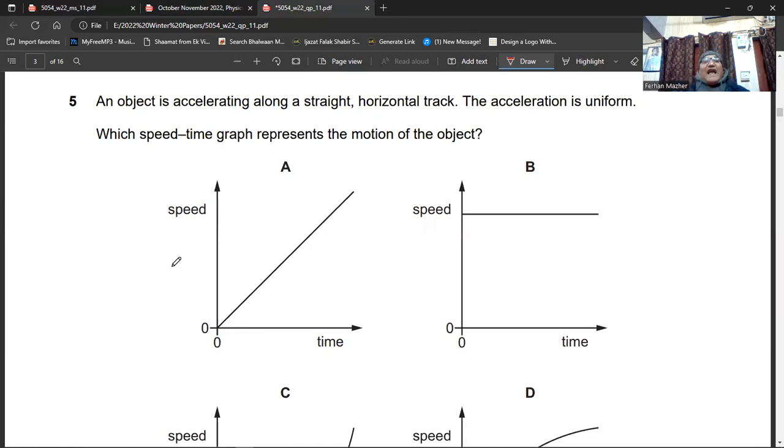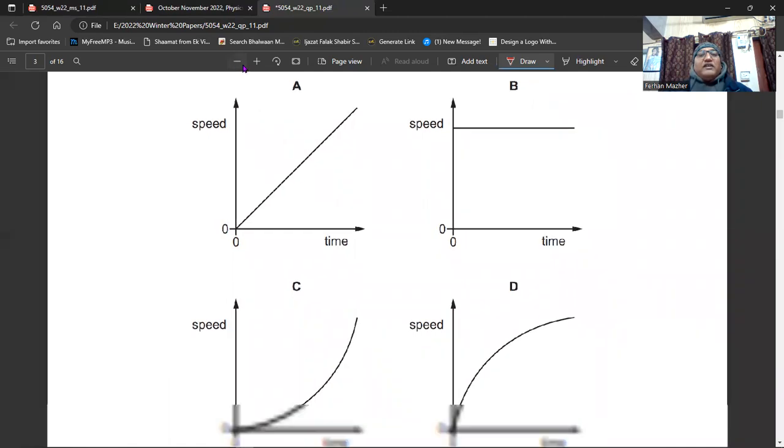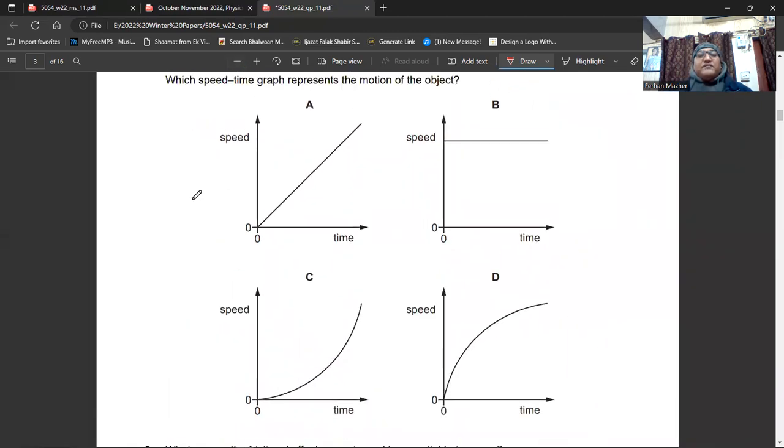An object is accelerating along a straight horizontal track. So the object is basically accelerating. The acceleration is uniform. Which speed time graph represents the motion of the object? So it's accelerating, but it's accelerating uniformly. So this is showing acceleration. The speed is gradually increasing, and it's increasing at a uniform rate.